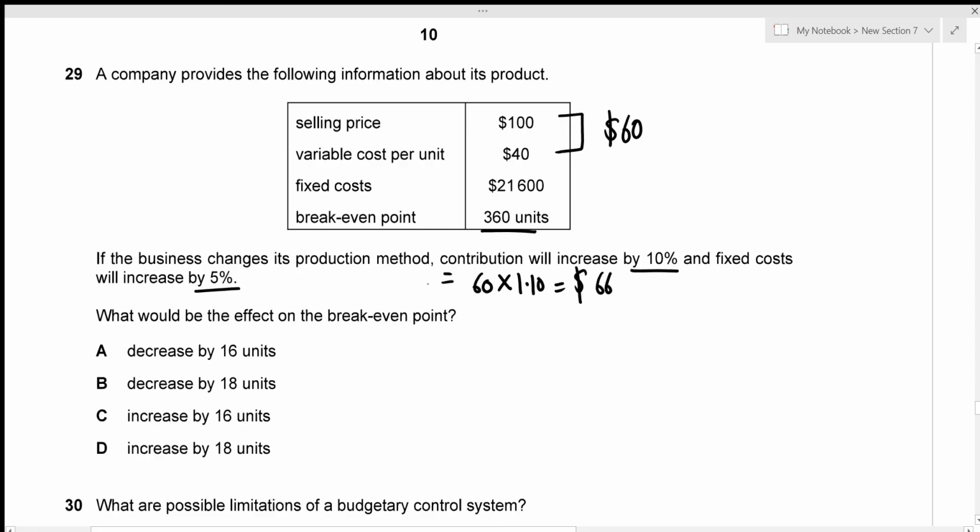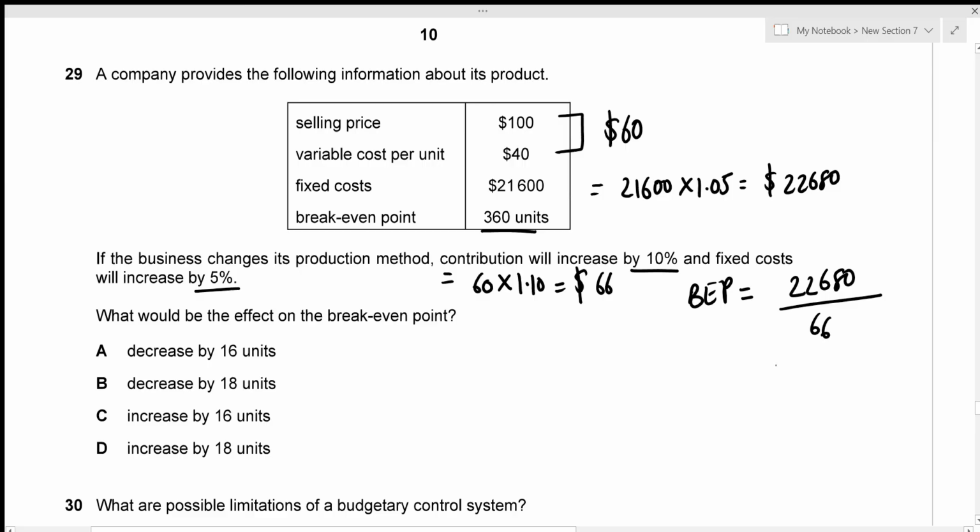And then the fixed cost will also increase by 5%. So that's going to be 21,600 into 1.05, which is going to be 22,680. Now the new break-even point is going to be the fixed cost, which is 22,680 divided by contribution per unit, which is 66. That's going to be 343.64, and that can be rounded off to 344.